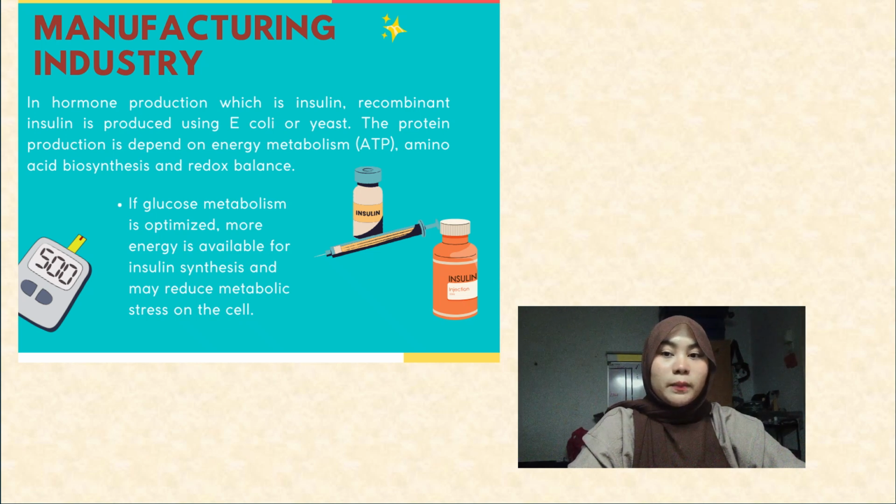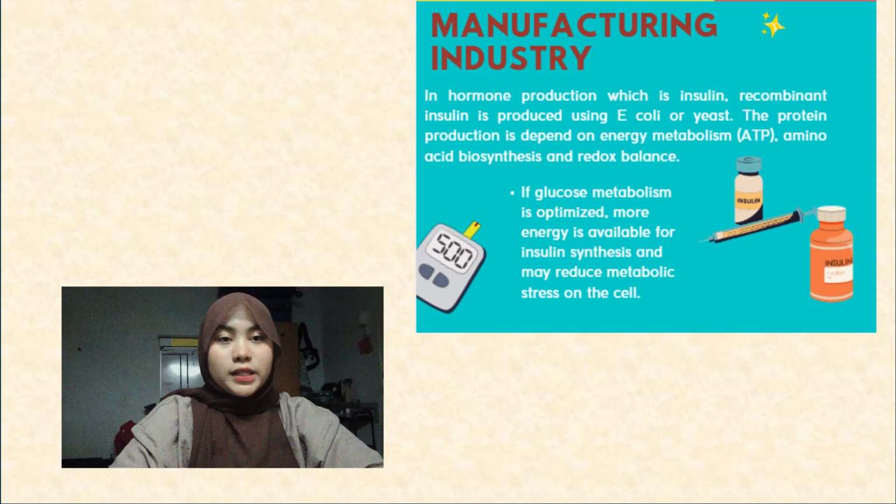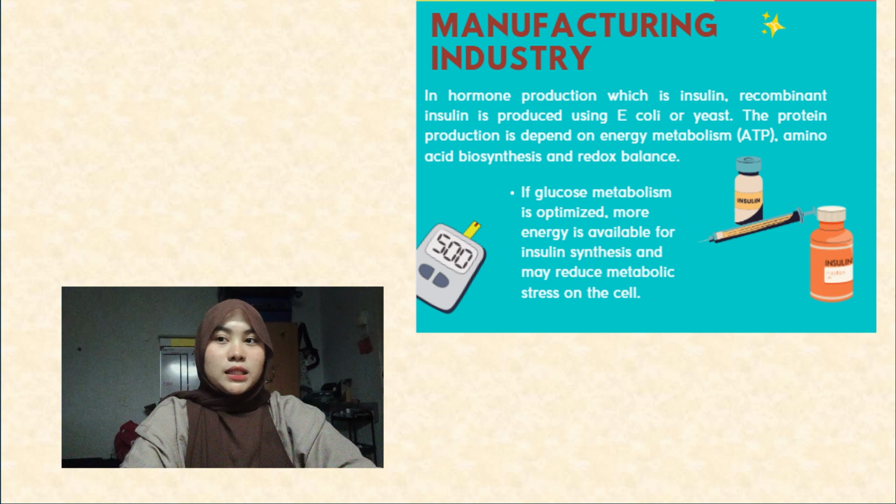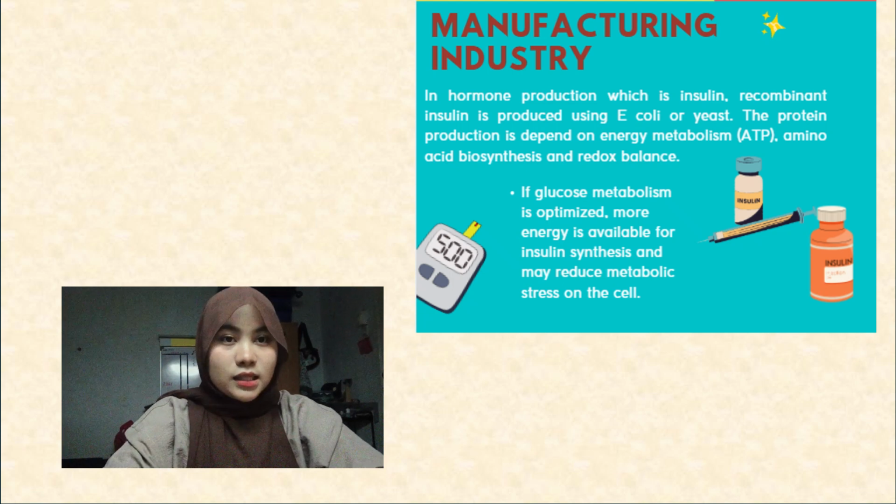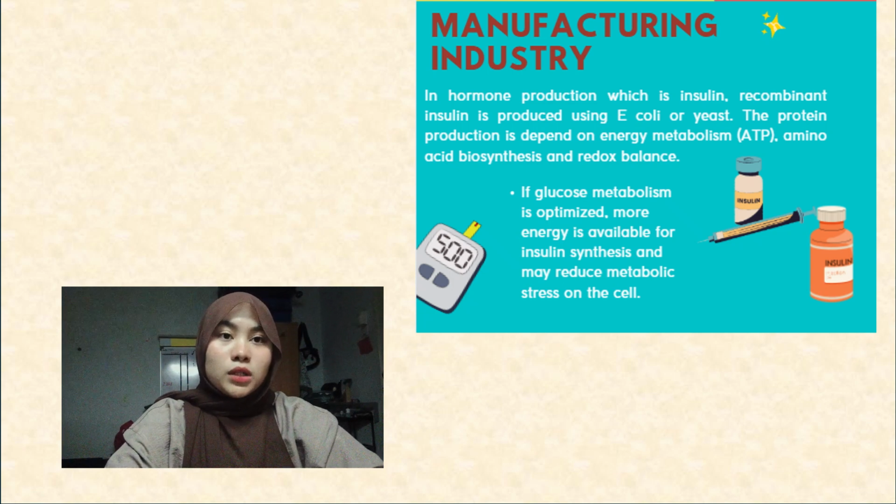Insulin production depends on the interconnection of several metabolic pathways inside the host cell, which are carbon metabolism, amino acid metabolism, and energy and redox balance. For example, if glucose metabolism is optimized, more energy is available for insulin synthesis and may help reduce metabolic stress on the cell. This will ensure efficient insulin production and may help reduce the manufacturing cost.